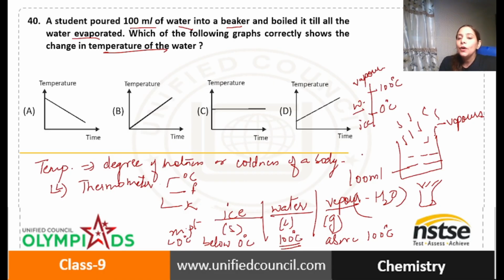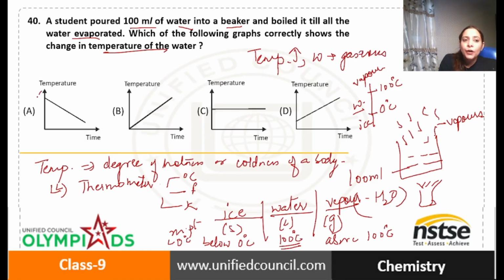Now here the graphs are plotted between temperature and time. If we have water, obviously the temperature would be between 0 and 100. When you keep on heating it, the temperature will definitely rise. So when we are heating, temperature is getting increased, and that is why water will get converted into gaseous state. This is what happens when you heat it.